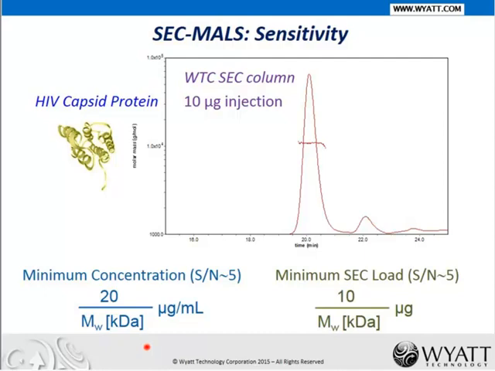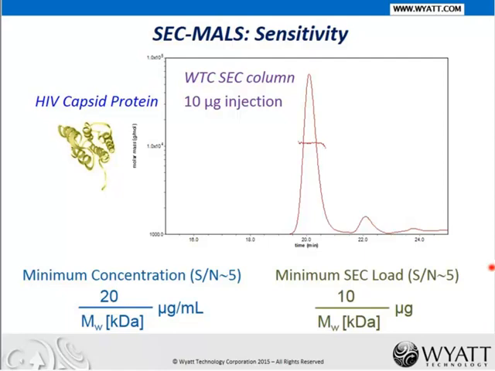In a more practical term, probably we want to know what is the minimum SEC load when we use the detector with SEC separation. So you can use this formula to estimate the minimum load on the traditional column dimension, 7.8 millimeter in the diameter and 30 centimeter in length, for signal-to-noise ratio about 5. It is not surprising both formulas contain the molecular weight term. That's because the light scattering intensity is proportional not only to concentration, but also to molecular weight.